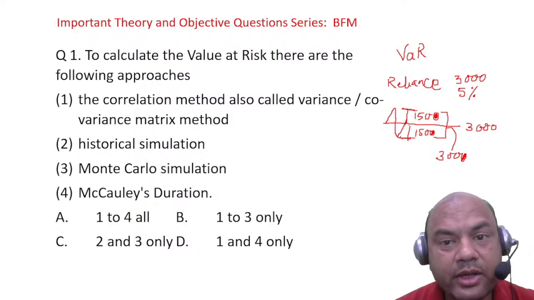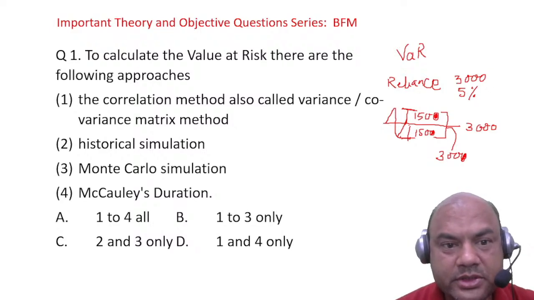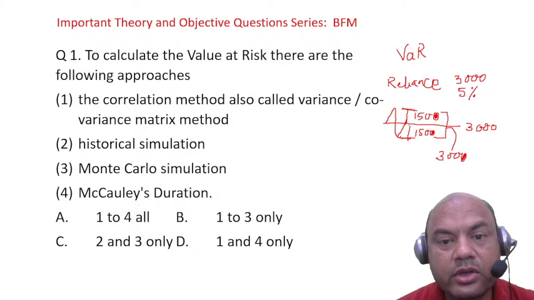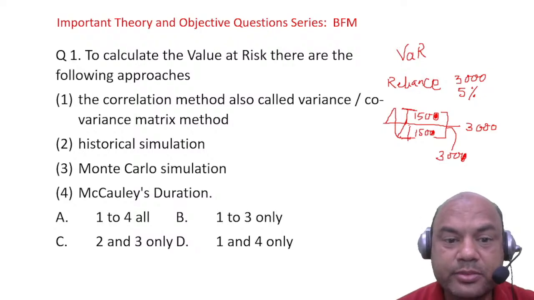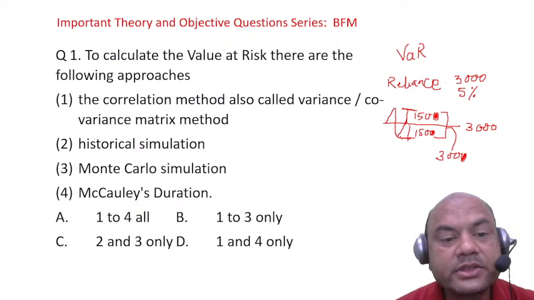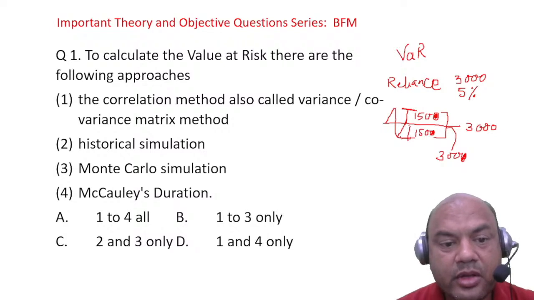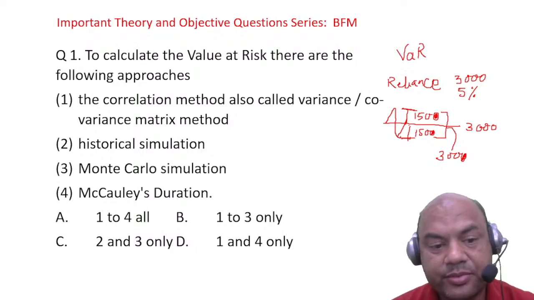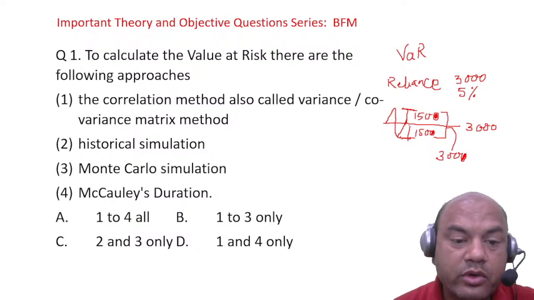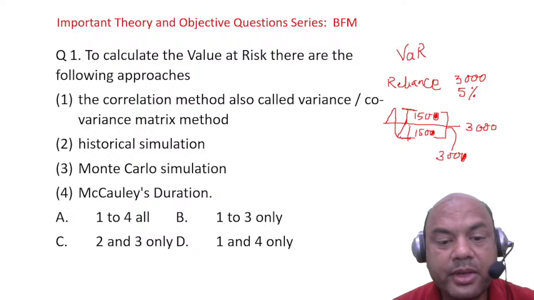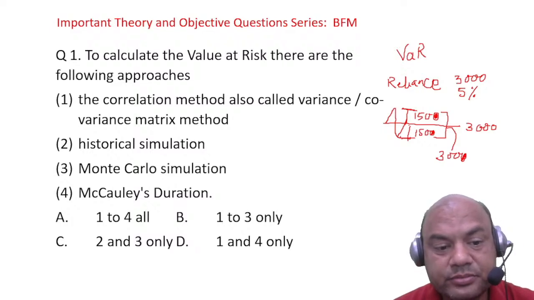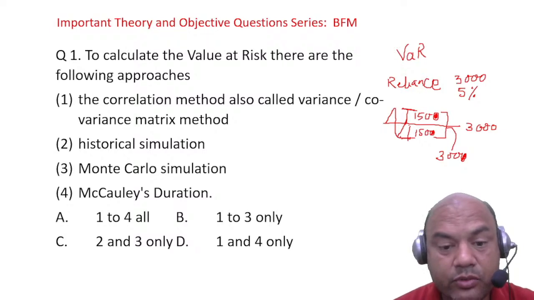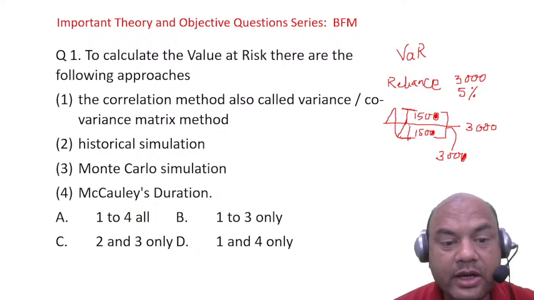So to calculate the VAR, there are the following approaches. Correlation method, also called the variance or covariance matrix method, historical simulation method, Monte Carlo simulation method, and Macaulay's duration. The options are: A, 1 to 4 all; B, 1 to 3 only; C, 2 and 3 only; and D, 1 and 4 only. So what is the right option over here?